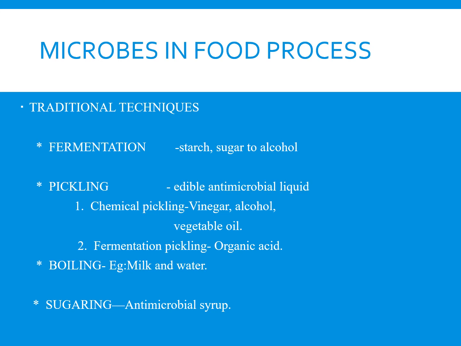Then microbes in food processing. We studied this in a previous video in detail with super figures, right? One: fermentation, pickling, boiling, sugaring. Fermentation converts starch and sugar to alcohol. Pickling uses an edible antimicrobial liquid. Chemical pickling uses vinegar, alcohol and vegetable oil, whereas fermentation produces organic acid. In boiling, the examples are milk and water. Sugaring uses antimicrobial syrup. I hope you understand. First go through the traditional techniques. This is video 19; the previous video is very good, with lots of great pictures. Go through that.